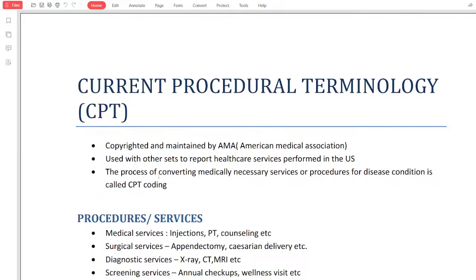The process of converting medically necessary services or procedures for a disease condition is called CPT coding. What is CPT coding? Inside the textbook, CPT contains a lot of medical procedures or services. So this textbook is helpful for converting all the medical procedures or services into particular CPT codes. Clear? So it's a converting process.